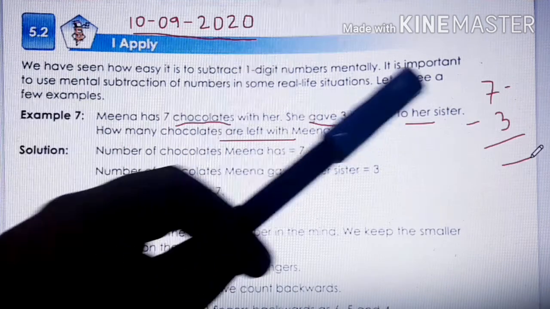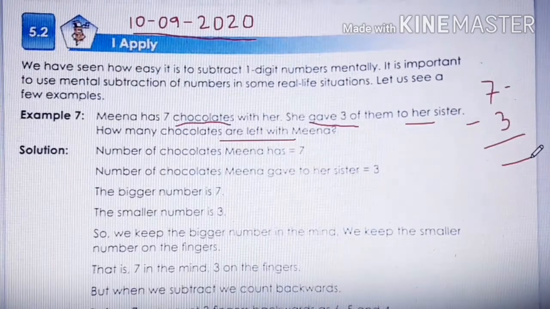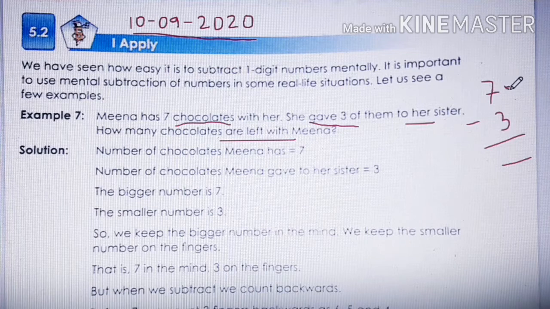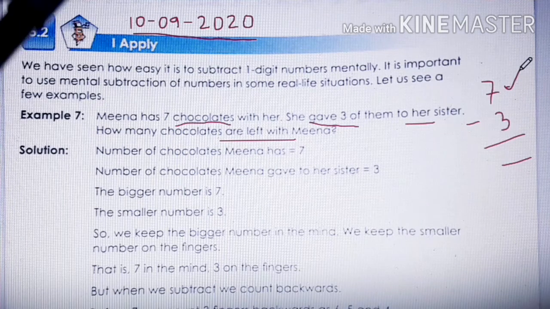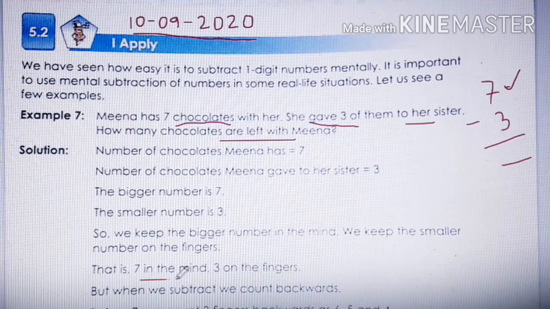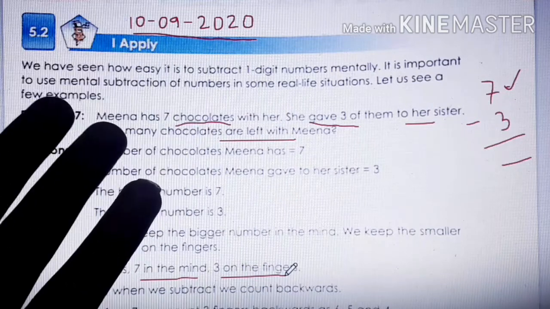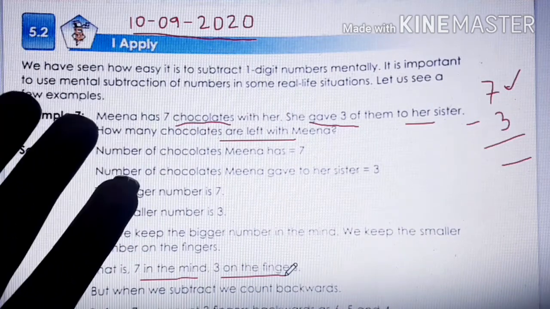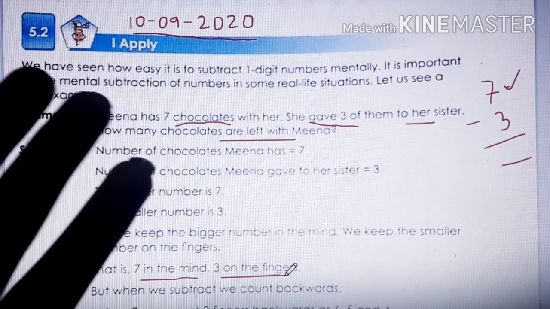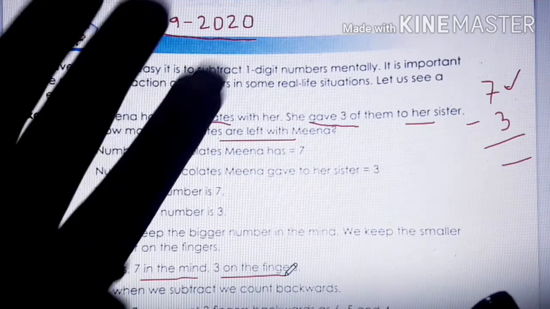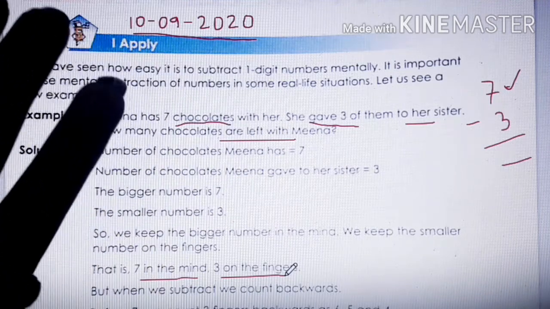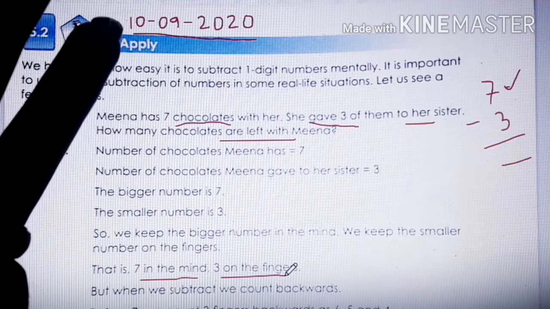Okay. So 7 minus 3, children, we can do mentally. Do you remember? The bigger number is 7. We'll keep 7 in mind and 3 on the fingers. Everyone do along with me. Keep 7 in your mind and open 3 fingers. Okay, 3 on the fingers.